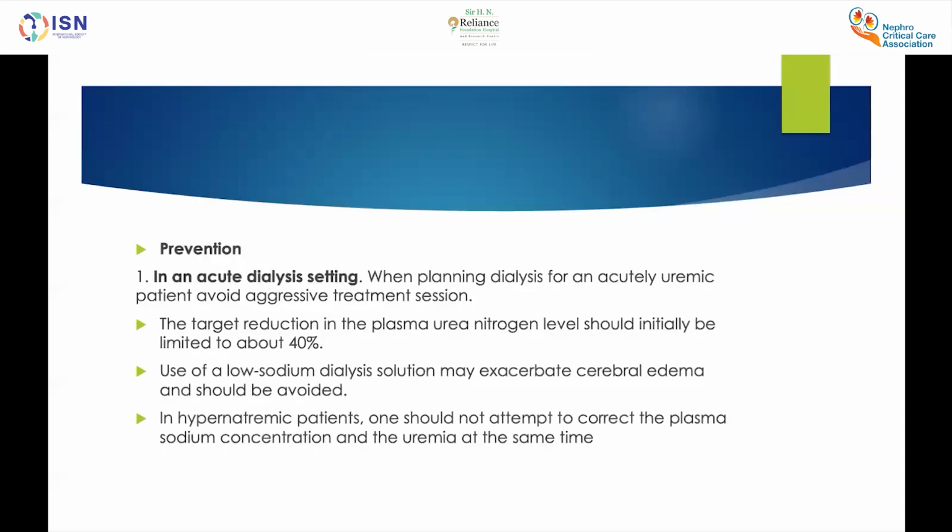How can you prevent this in an acute dialysis setting? When you plan dialysis for an acutely uremic patient, avoid an aggressive treatment session. Your target reduction in the plasma urea nitrogen level should initially be limited to about 40%. Use of a low sodium dialysis solution may exacerbate cerebral edema and should be avoided. In hypernatremic patients, one should not attempt to correct the plasma sodium concentration and uremia at the same time.